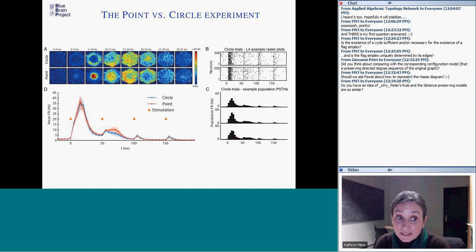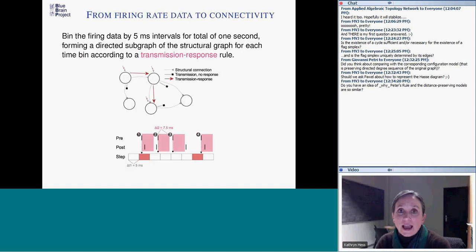And then in panel D, what we see is the mean firing rate in hertz for these two different stimuli, the circle and the point. And the little diamonds are showing us where we put the stimulus. So we see this interesting sort of hysteresis effect that after the first stimulus, you have quite a response in terms of the firing rate, and then each successive stimulus, it reacts a little bit less to the input. The experiment was done for stimulus, and we need to go from this firing rate data to connectivity data.